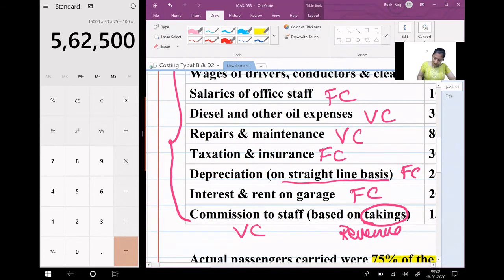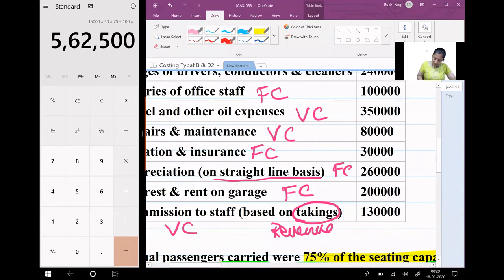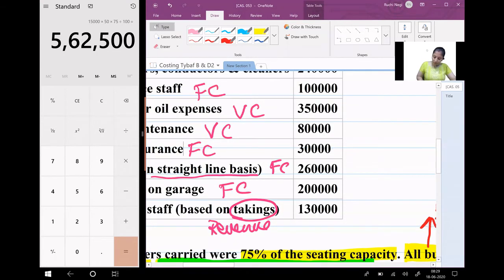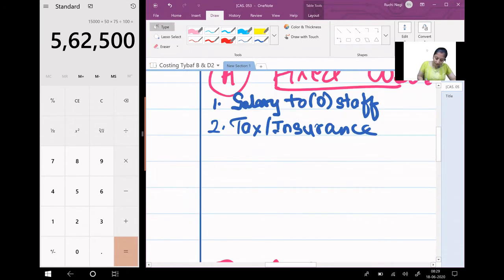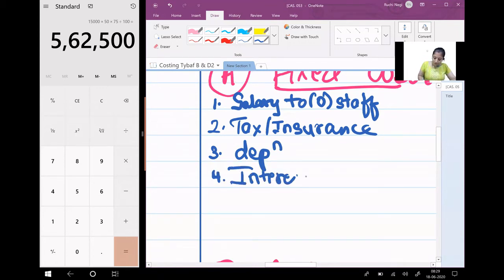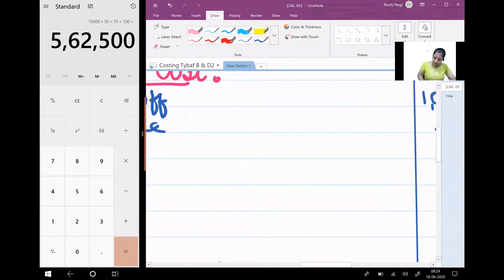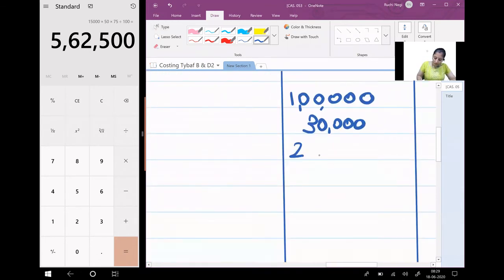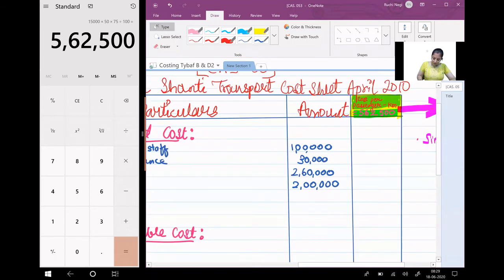Next is depreciation and then interest. Depreciation is 2,60,000 and interest is 2 lakhs. Okay, so write it here. Depreciation, and fourth one, interest. Okay, so write the values here. 2,60,000 and 2 lakhs. Clear everyone about this? Okay, so my fixed cost is done.